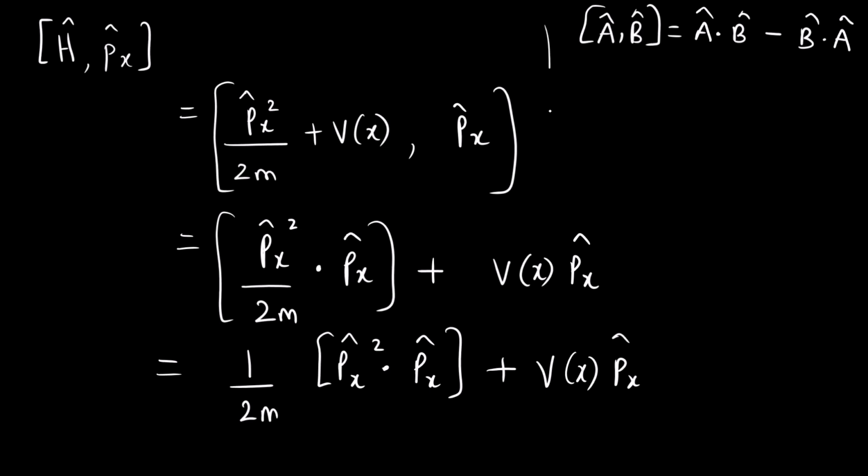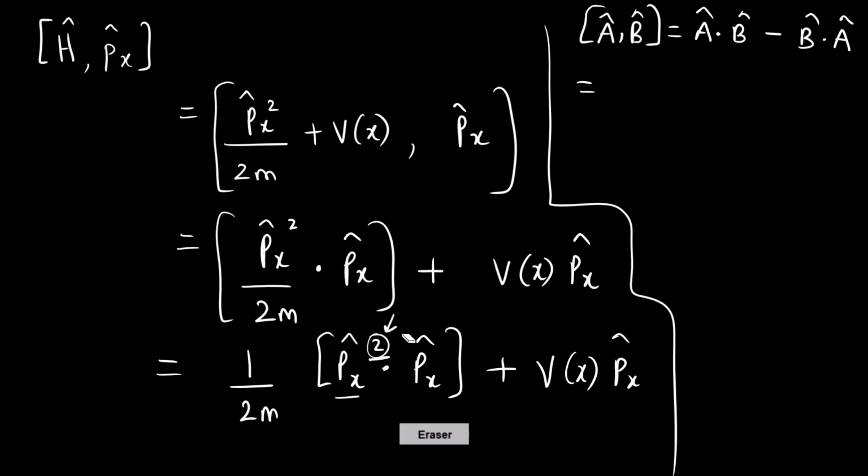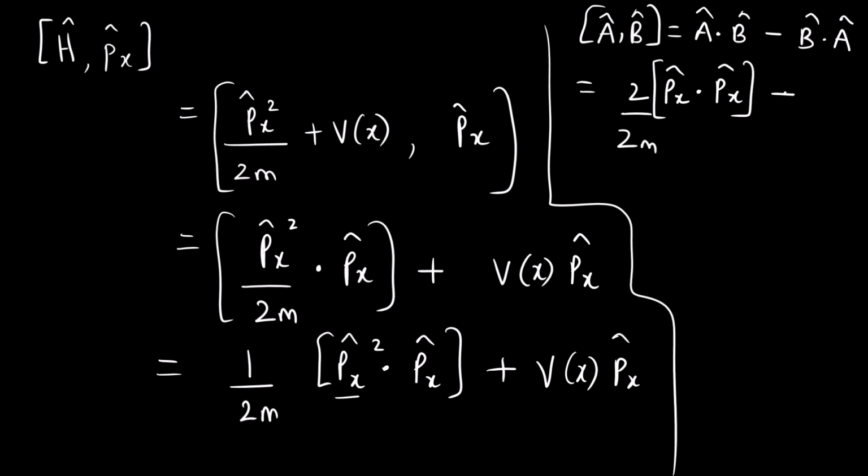Further, if I solve this, what will I get? Now this Px square, normally we take the derivative of the higher power. Here it is 2, here it is 1. So we take the derivative of this. The value of this will be 2 into Px cap into Px cap. Now 2m is a constant, so I can take that outside, divided by 2m. Plus Vx into Px cap.